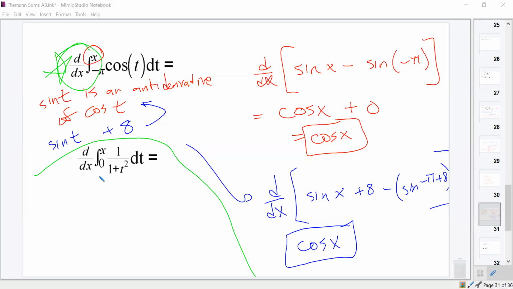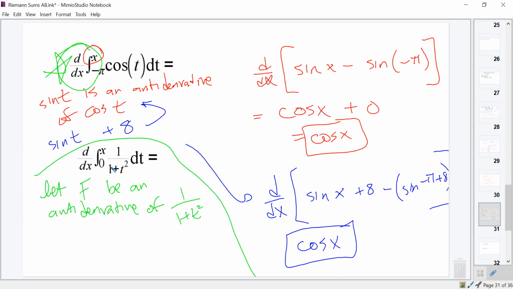You may or may not recognize what the antiderivative of this is. You should know a function whose derivative is 1 over 1 plus t squared, but it doesn't matter if we know that function or we don't. Eventually, you're going to want to know that function. It's the inverse tangent function. But if we don't know that right now, we could just make a statement like, let capital F be an antiderivative of 1 over 1 plus t squared.